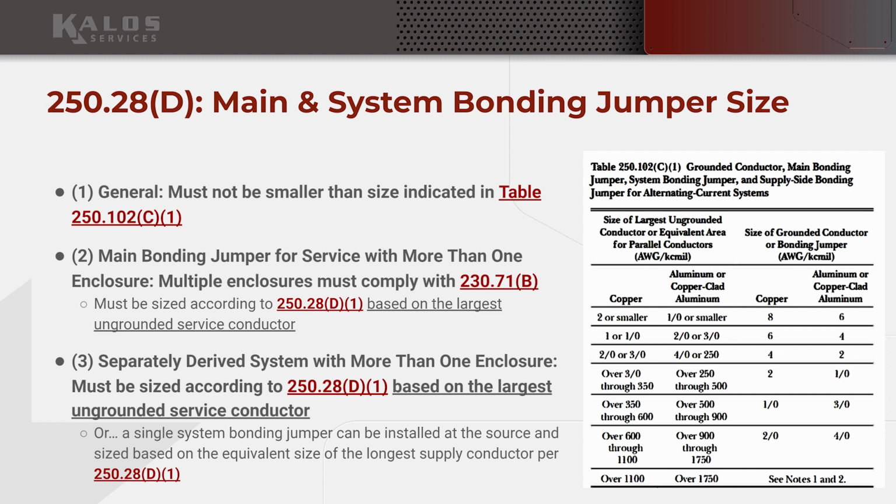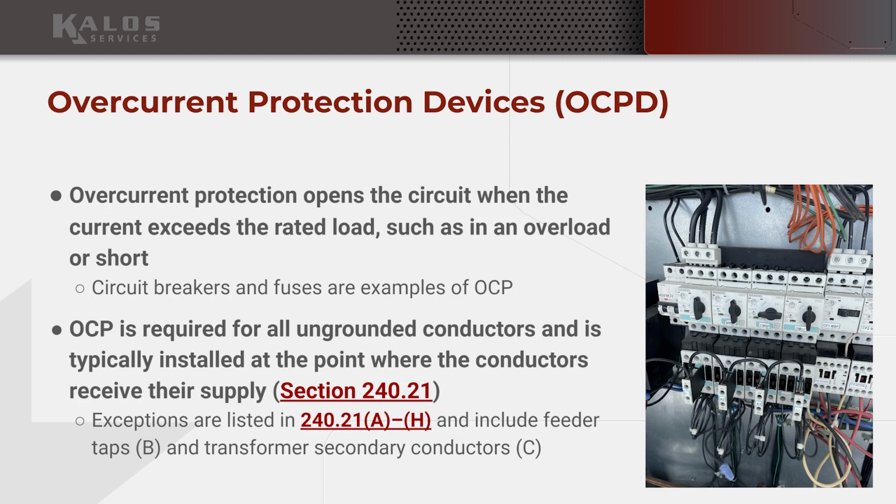That is sized based on overcurrent devices, not the size of the line conductors. That's the distinction with your equipment grounding conductors. So, overcurrent protective devices.